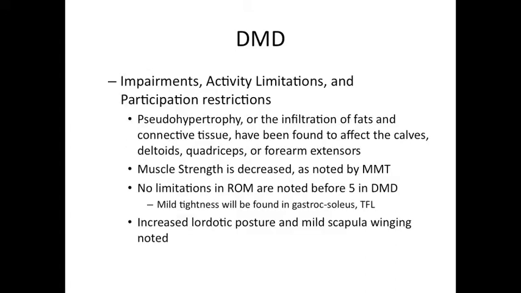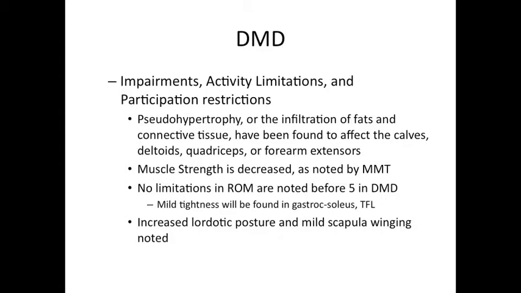Some impairments, activity limitations, and participation restrictions include pseudohypertrophy, or the infiltration of fats and connective tissue, which has been found to affect the calves, deltoids, quadriceps, or forearm extensors. Like the name pseudohypertrophy, this results in the muscle looking bigger than it normally is, but not from increased muscle tissue. Muscle strength is decreased as noted by MMT.